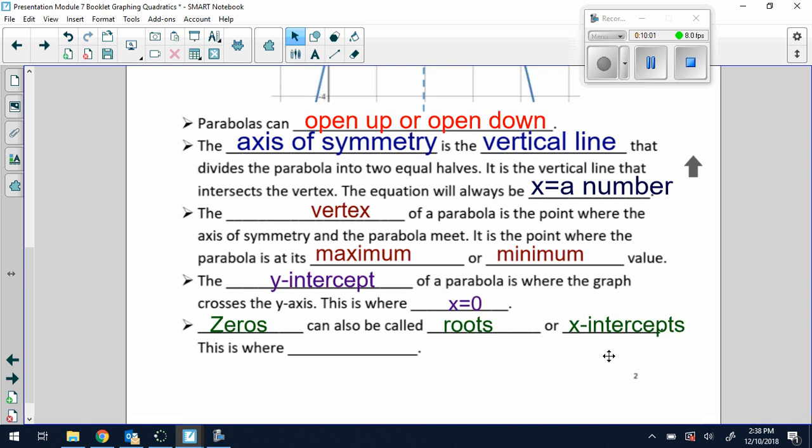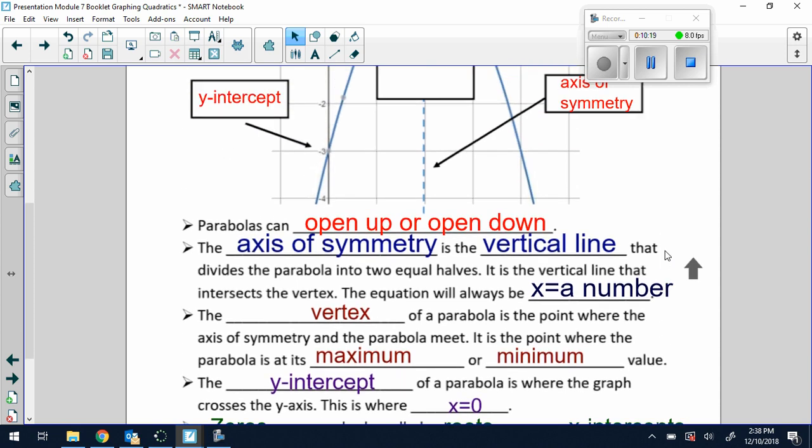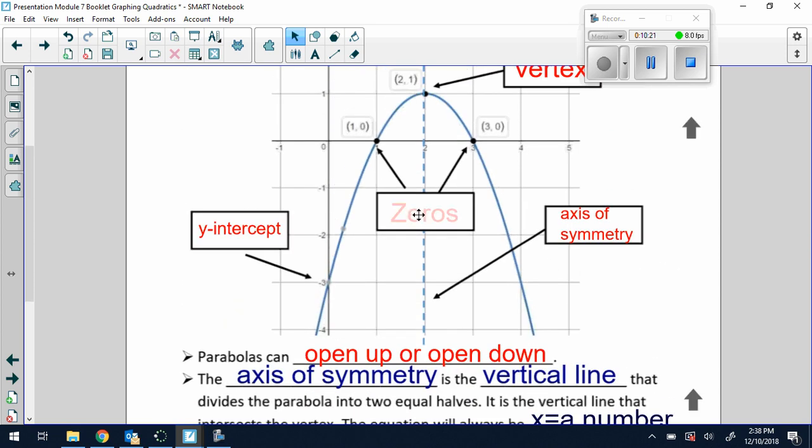And then the last one, zeros, can also be called roots or x-intercepts. And this is where y equals 0. So with our linear functions, we did x-intercepts. We're now adding that vocabulary to that, zeros and roots. It's still just where y equals 0. So our x-intercepts are here and here. We also call them zeros.